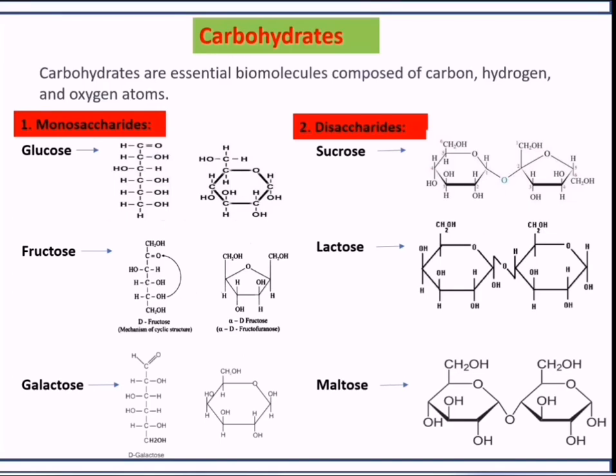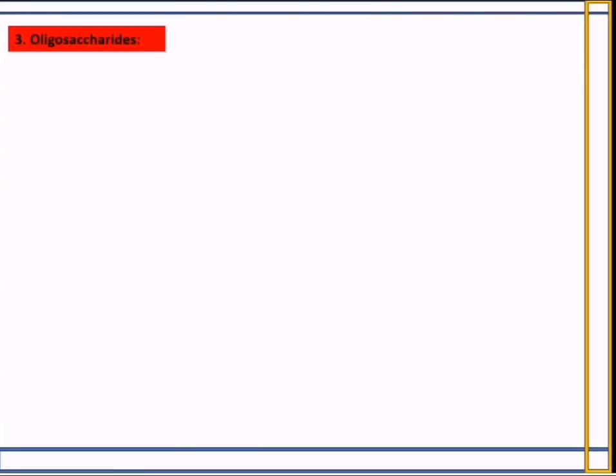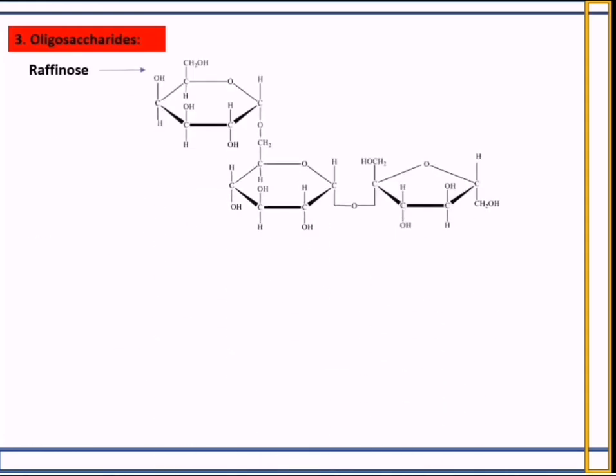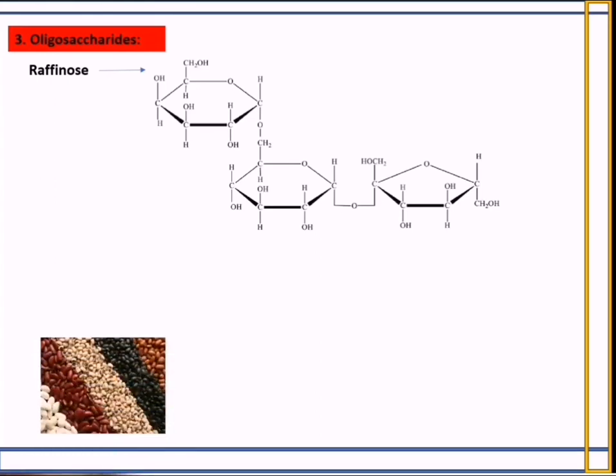The third one is oligosaccharides. Oligosaccharides are carbohydrates which consist of several monosaccharide units, typically 3 to 10, linked together. An example is raffinose. Raffinose is composed of galactose, glucose, and fructose, found in beans, vegetables, and whole grains.